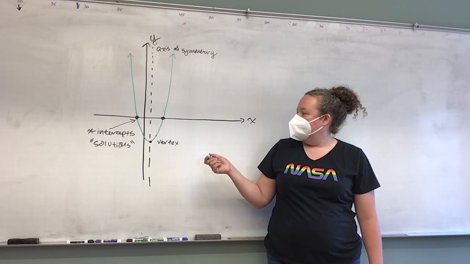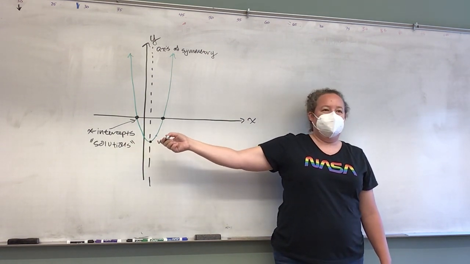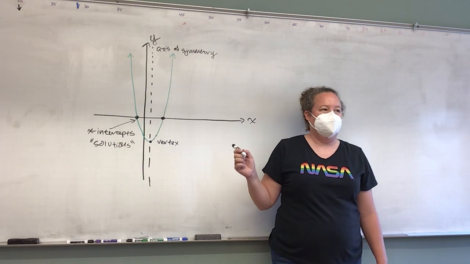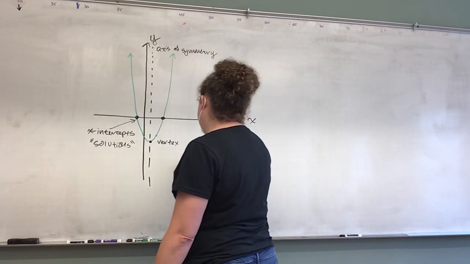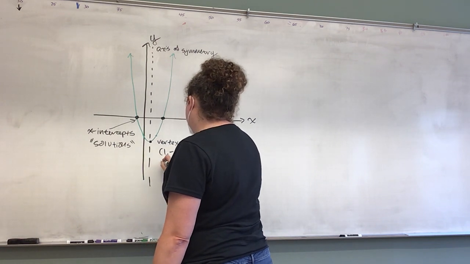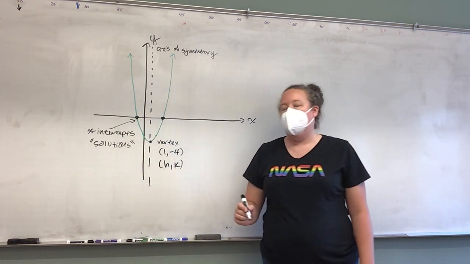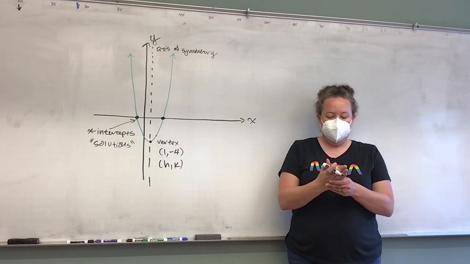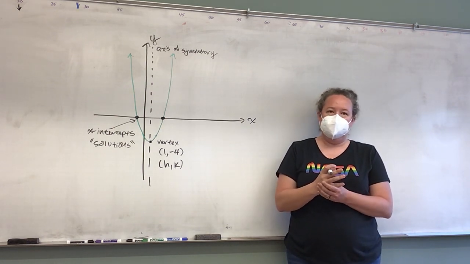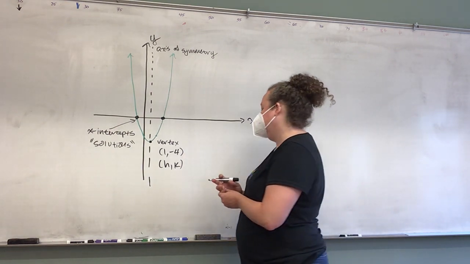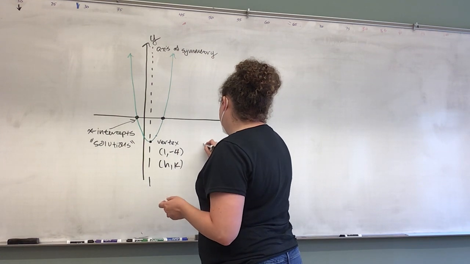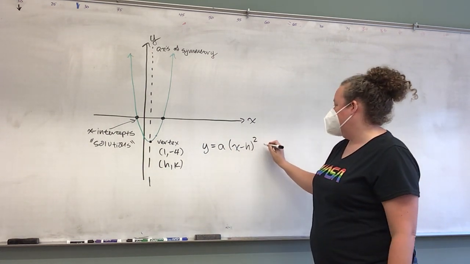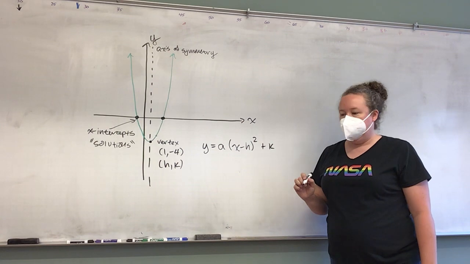Can anybody see numerically what the vertex actually is on this particular parabola? Like what its coordinates are? Yes, CC. 1, negative 4. That's right. So in this case, our vertex is 1, negative 4. And in conic section parlance, the vertex of the parabola is indicated by h, k. The vertex form of a parabola is y equals a times x minus h squared plus k.